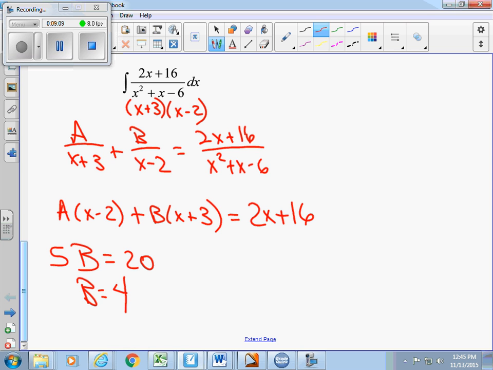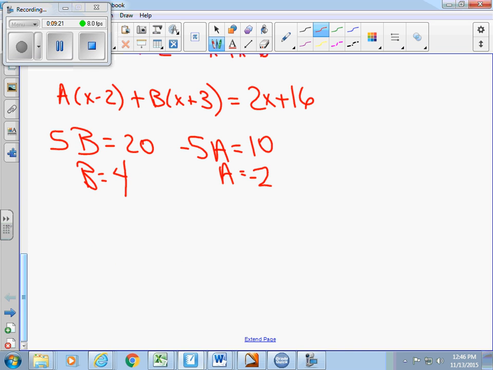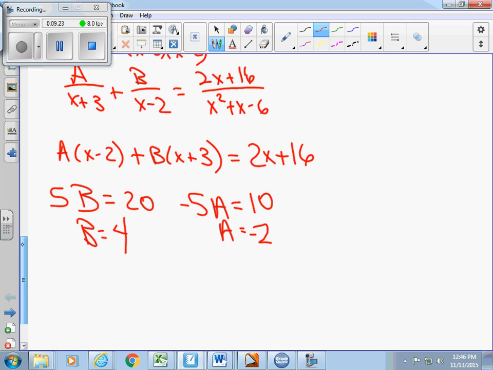And if I plug in negative 3, I get negative 5 times A equals 10, so A is negative 2. I'll check my work, that's always safe, to make sure I'm not messed up. Negative 2 over x plus 3 plus 4 over x minus 2. That is my new integral.